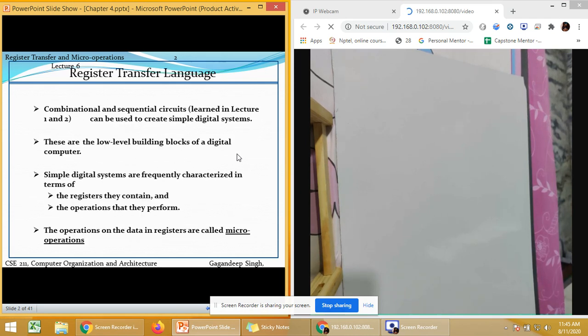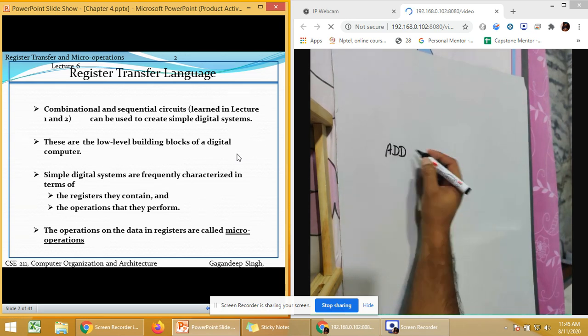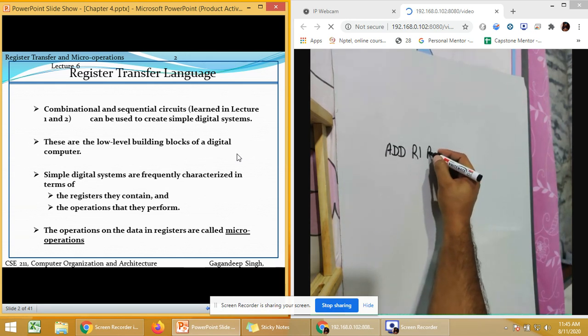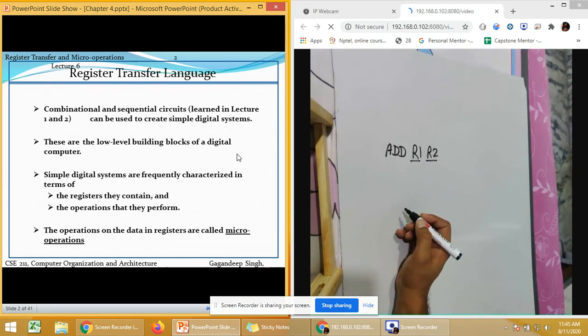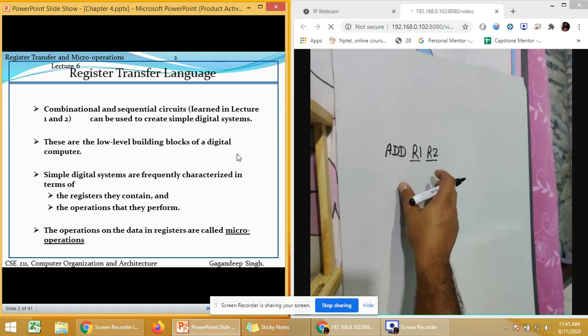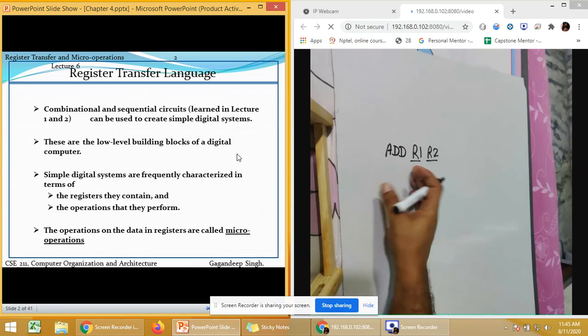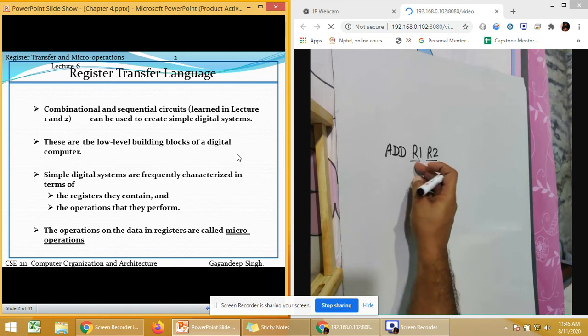Now what is a register transfer language? When we want to transfer the data from one register to another, we need to use micro operations. Okay, so like if I want to write add R1 R2, it is just adding the content of register R1 with the content of R2. So that is what we are going to do. Such a language which we use to transfer the data is also going to add the data between R1 and R2.